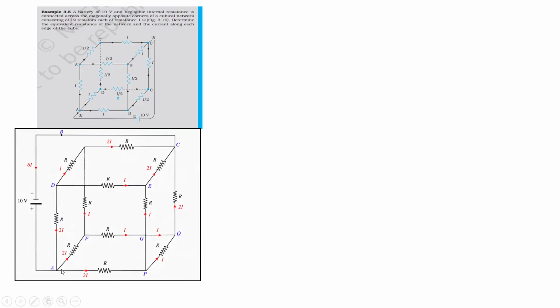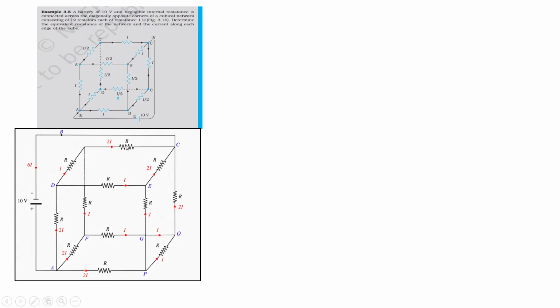If I take 6I, you see how the distribution at point A will be divided into 2I, 2I, 2I. Then this 2I will come to point D. Here are 2 branches, so 2I will divide into I and I. This 2I at point F divides into I and I. This 2I at point B divides into I and I.